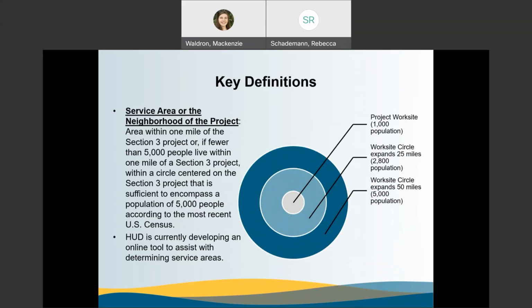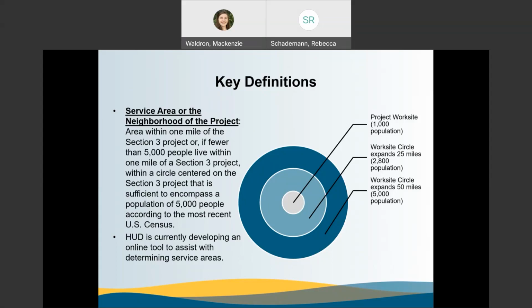The graphic on the screen is attempting to illustrate this definition. Imagine the gray circle is an area within 1 mile of the project. It has a population of 1,000 people. Because there are fewer than 5,000 people within the 1 mile of the worksite, we must expand the circle around the project until it encompasses 5,000 people. In this example, it is expanded 50 miles to encapsulate a population of 5,000 people. HUD is currently developing an online tool to assist in determining these service areas.